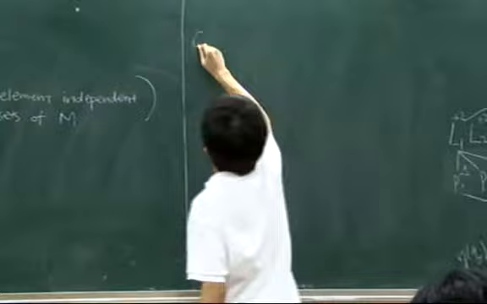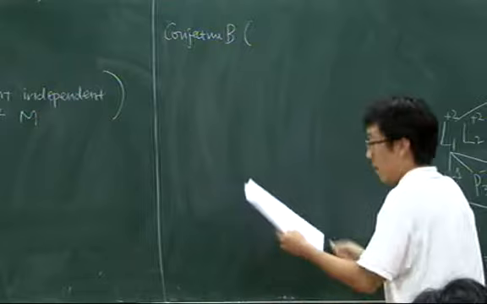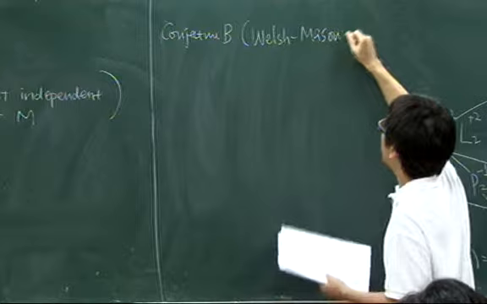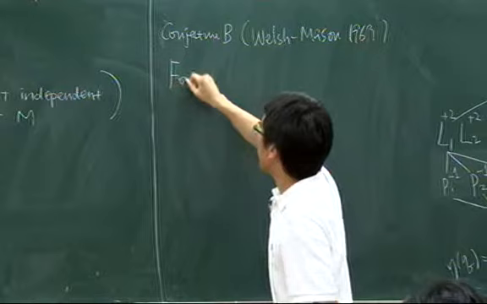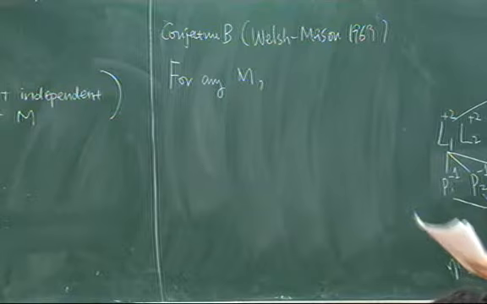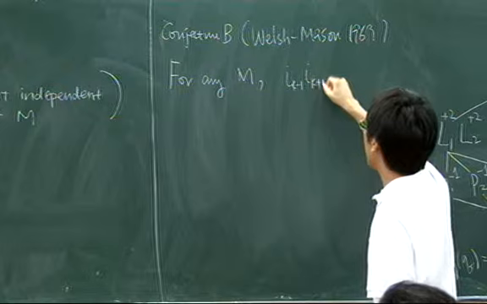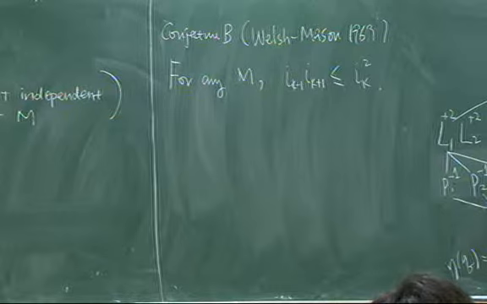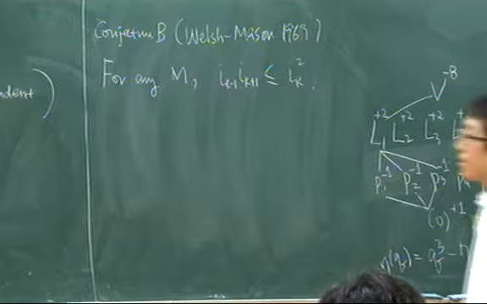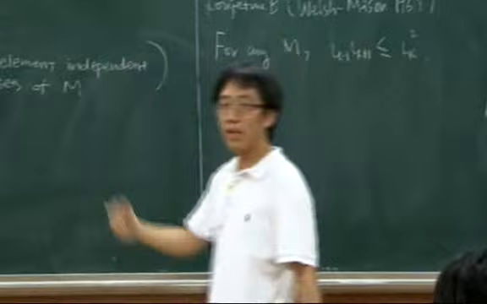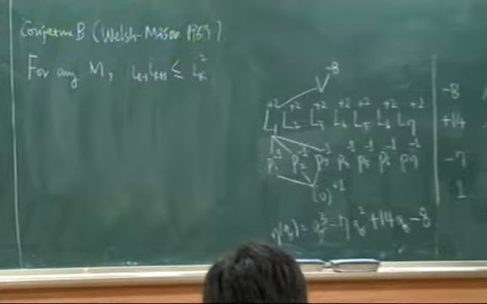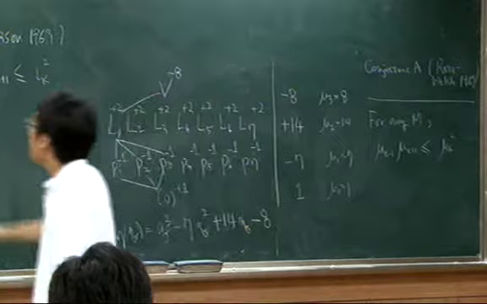Okay, the conjecture, which I'll call conjecture B, proposed by Welsh and later Mason around the same time. Again, for any vector configuration, or any matroid M, I_{k-1} I_{k+1} is less than or equal to I_k squared. So in other words, the independence numbers I_k form a log-concave sequence. It does. I mean, it's very log-concave in our example: 1, 7, 21, 28. And for the numbers mu, we have 1, 7, 14, 8, which is less log-concave, but okay.